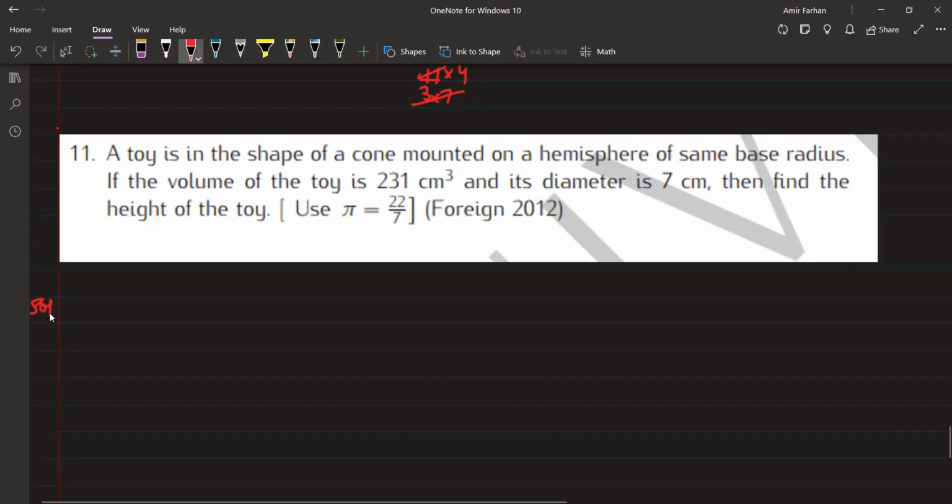Okay, so the toy is in the shape of a cone mounted by a hemisphere of the same base radius. We need to find the height of the toy. The volume is already given as 231 centimeter cube, right? And the diameter is given, so r will be equal to 7 by 2, yes or no, because the base is the same for both the cone and the hemisphere.